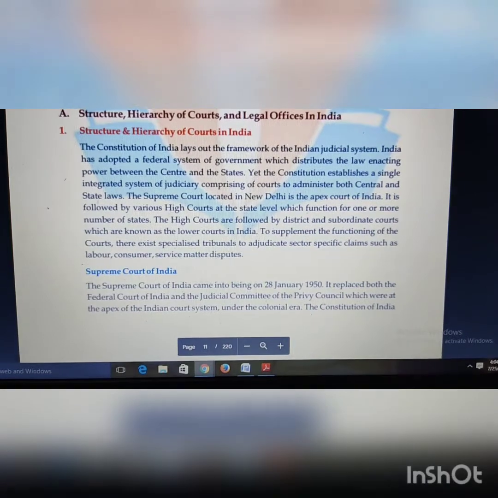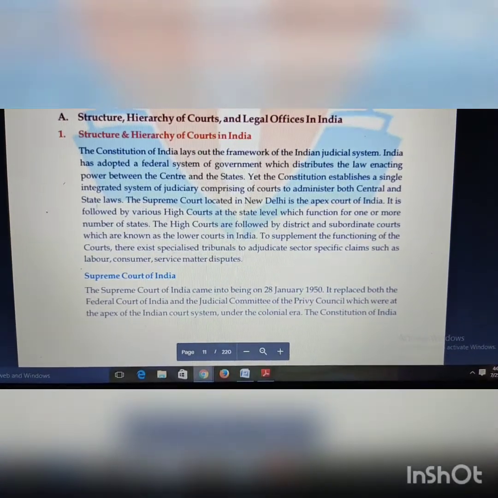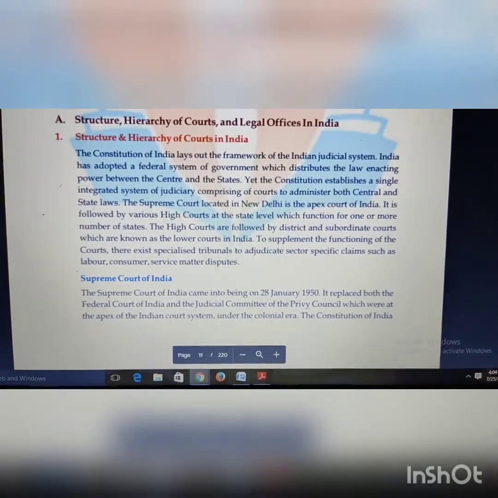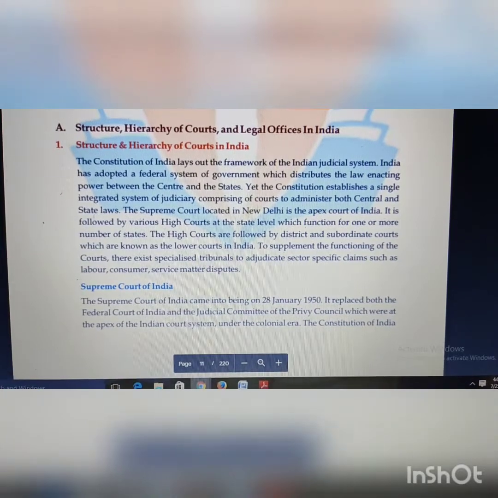Bombay High Court has the jurisdiction in Maharashtra, Goa, and the Union Territories of Daman and Diu and Dadra and Nagar Haveli. By the way, these two union territories, Daman and Diu, and Dadra and Nagar Haveli, are now merged into one.